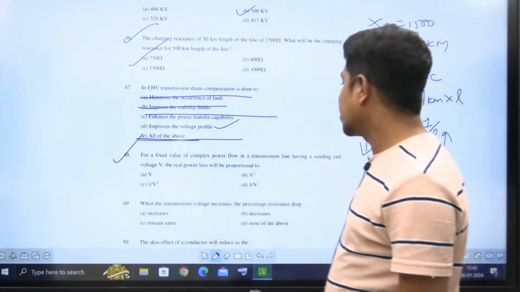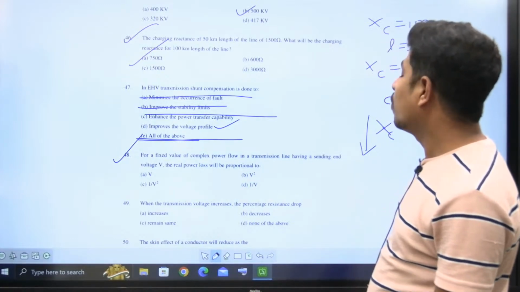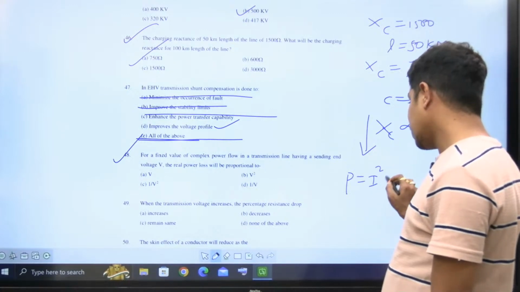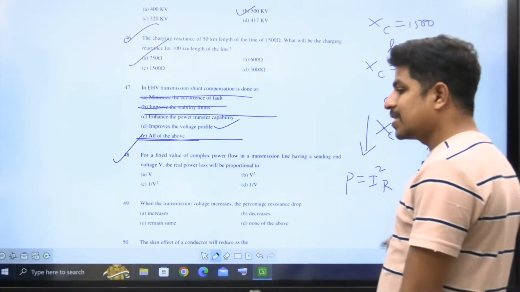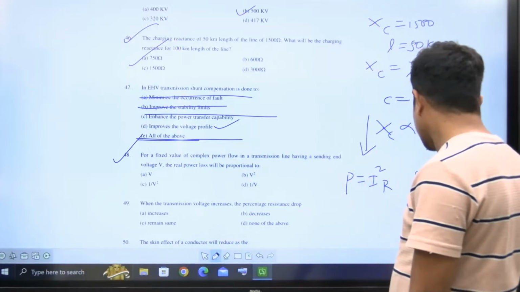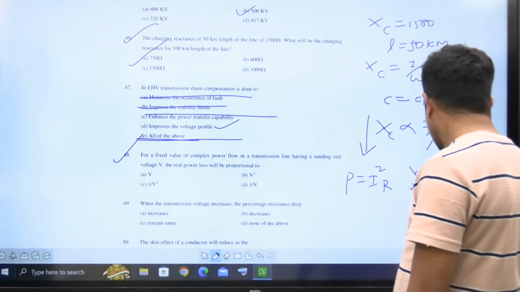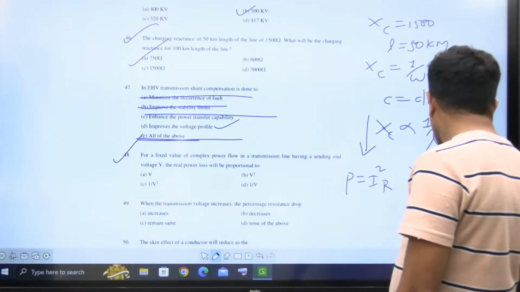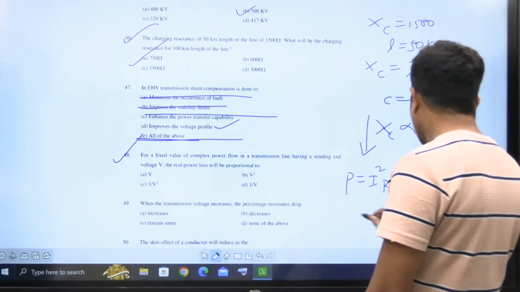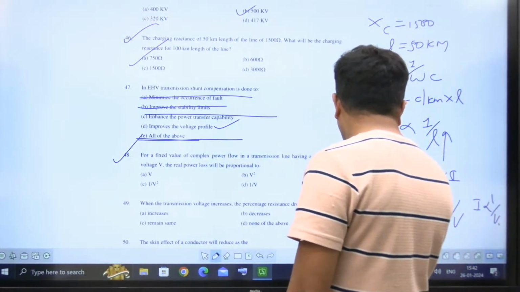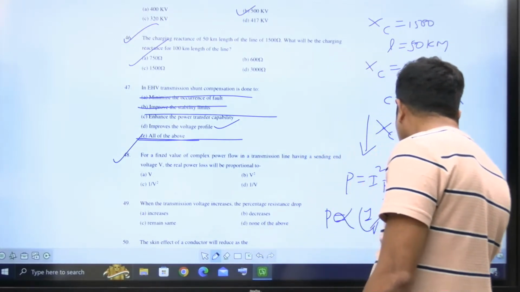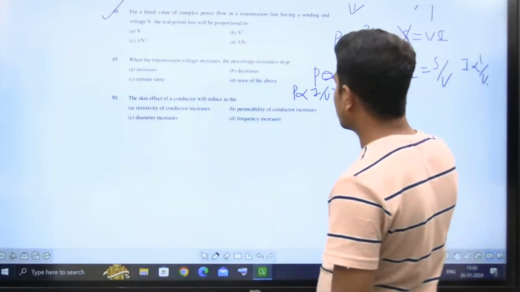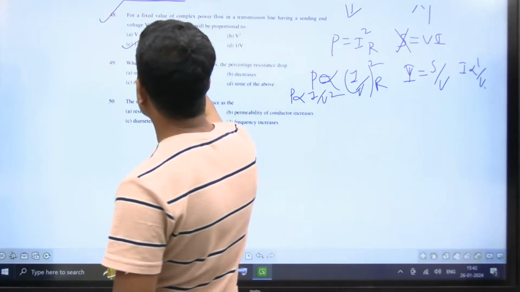Next question. For a fixed complex power flow in a transmission line having sending end voltage V, the real power loss will be proportional to. See, power loss is equal to I square into R. But a fixed power is being sent, fixed amount of power. Now S is equal to V into I. This is fixed. Then I is equal to S by V, so I is inversely proportional to V. Power loss is directly proportional to I squared, that is 1 by V whole square into R. So power loss is directly proportional to 1 by V square. So the option is C.